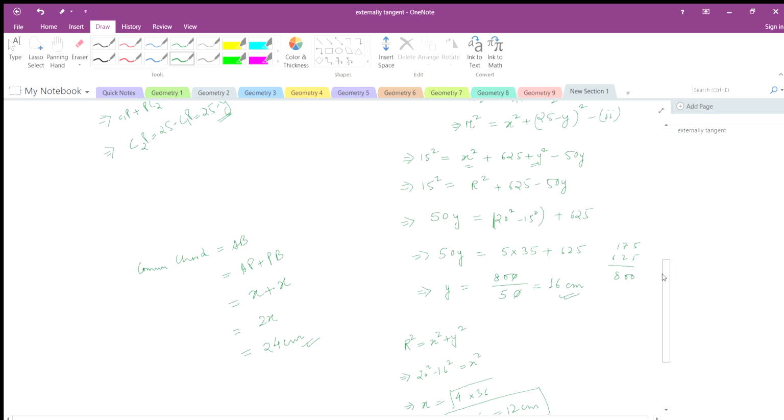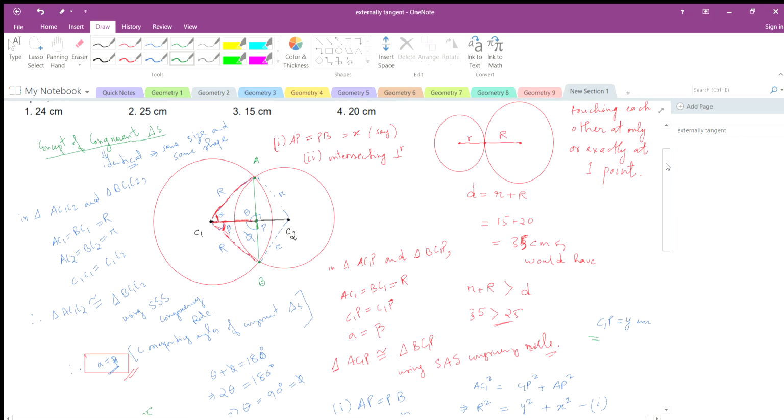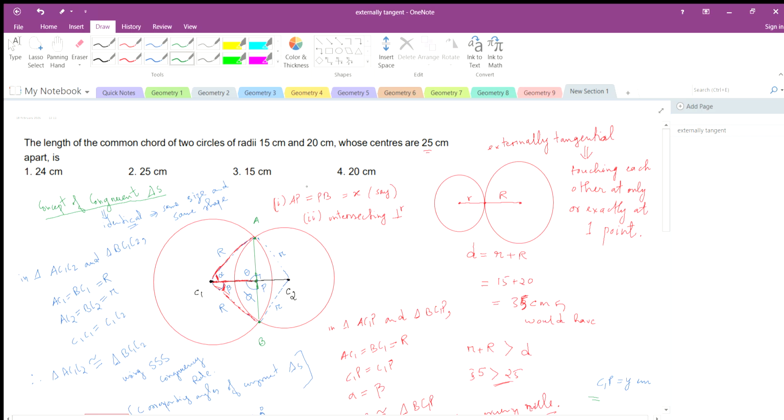Okay, very interesting question and lots of concepts involved in this question. So is there any option with 24 centimeters? Yes. So the correct answer will be option 1, 24 centimeters. I hope this solution made it simpler to understand the question.